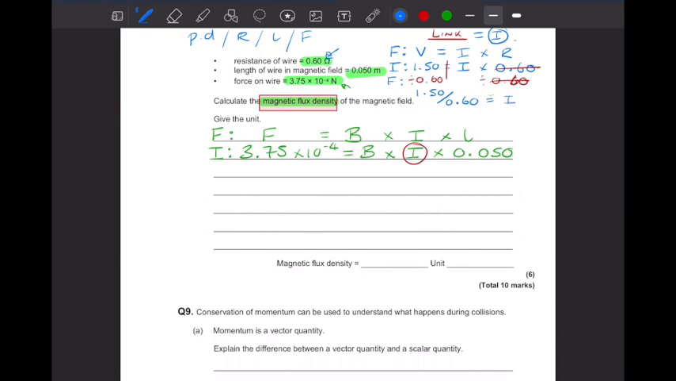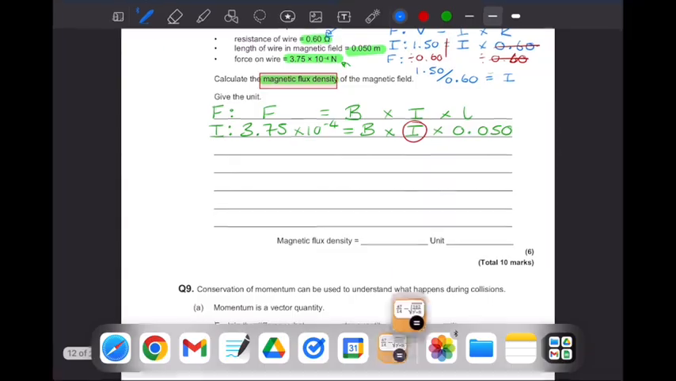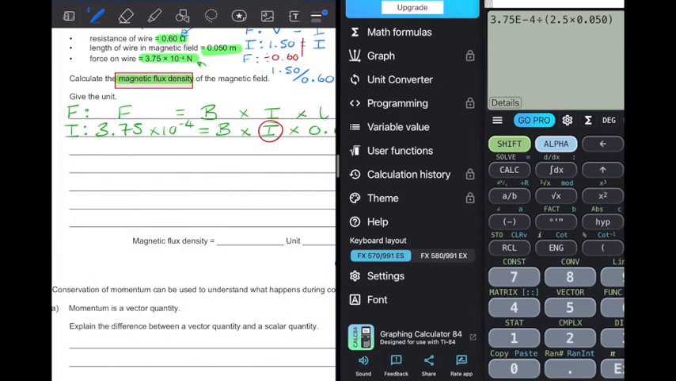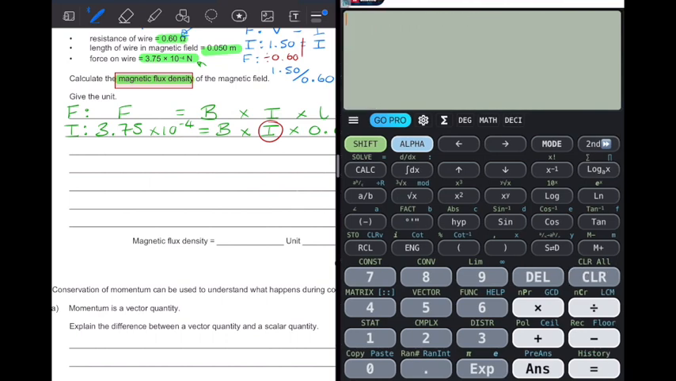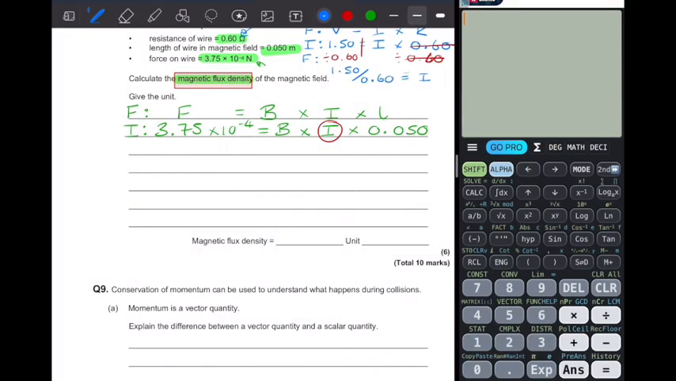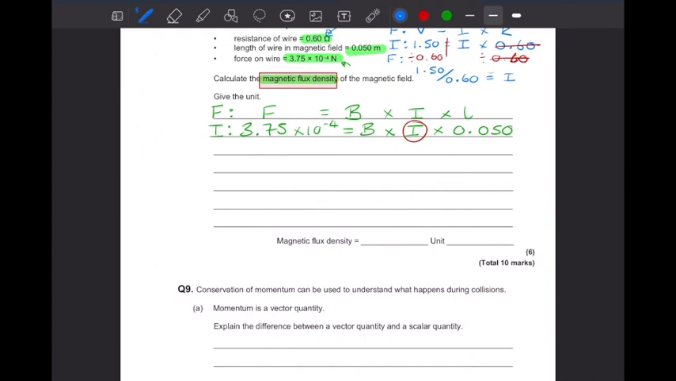So let's figure out what I is using this calculator. 1.50 divided by, I like to use the fraction function, 0.60 gives me 2.5. So I equals 2.5 and it will be amps because that's the current. So now I do have a current value.